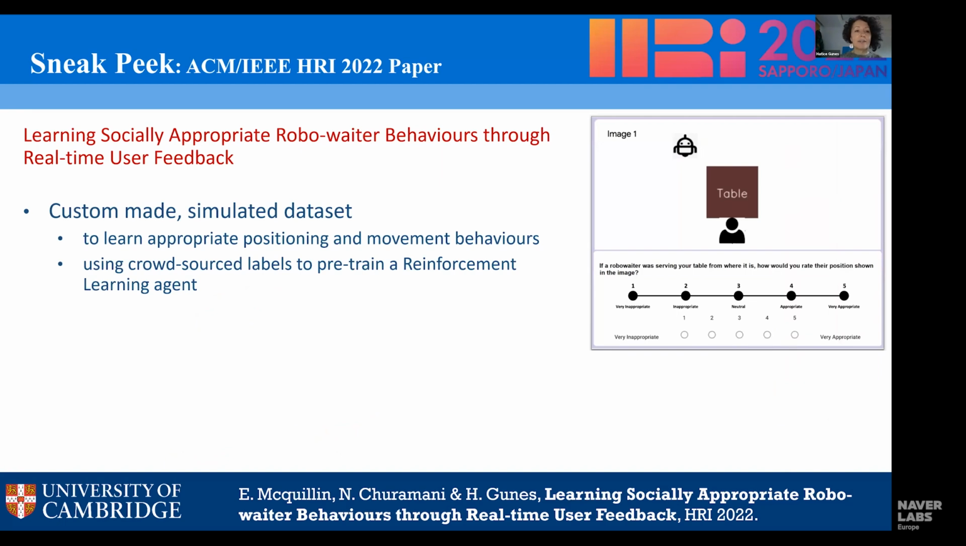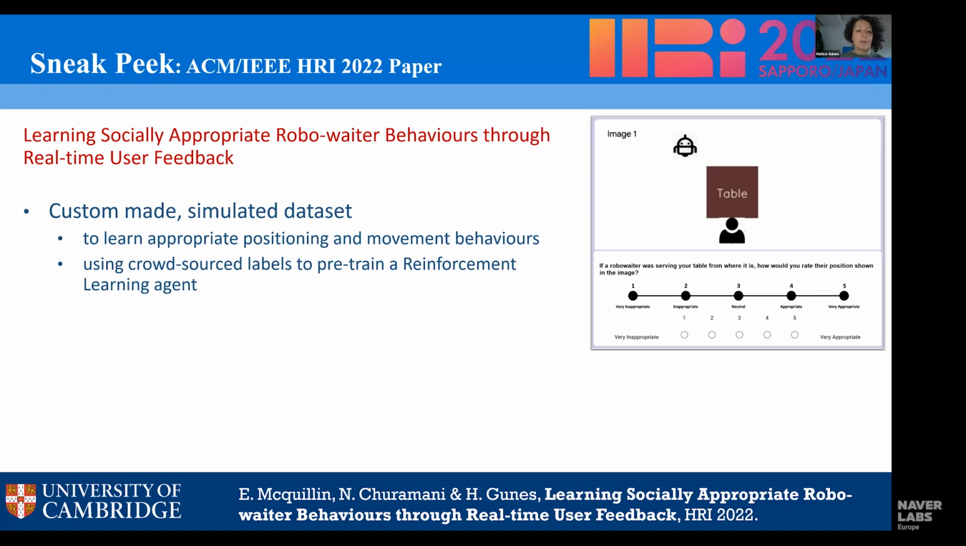Then the last thing I want to mention briefly as a sneak peek, because this is going to be presented at HRI 2022 in March. We just had the paper accepted. It combines some of the aspects that I presented: the first work on taste, liking, and facilitation, and the second part on appropriateness. The work is called Learning Socially Appropriate Robo-Waiter Behaviors Through Real-Time User Feedback.